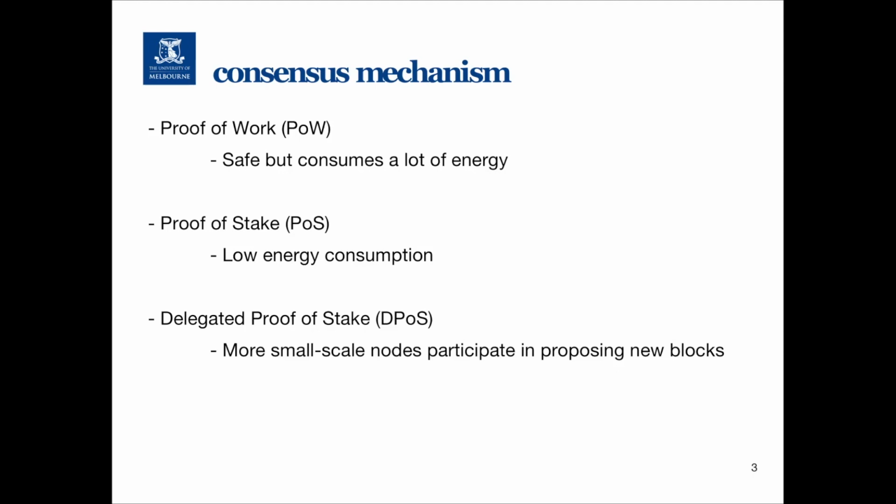The DPoS algorithm introduces the concept of voting election. Participants with a small amount of coins vote to elect proxy nodes, and the nodes with the most votes are responsible for publishing new blocks. EOS is currently using this algorithm.